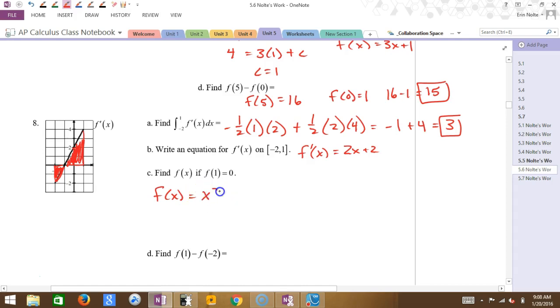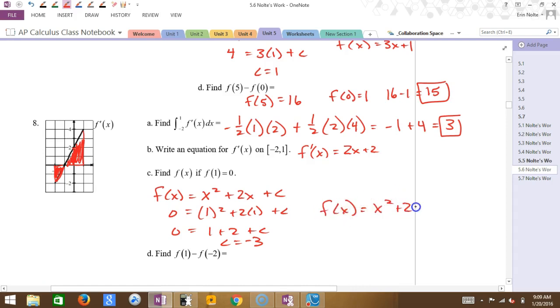X squared, nice. What's the integral of 2? 2x, and then we say plus c. Now we're going to use our point, plug it in, so we have 0 is equal to 1 squared plus 2 times 1 plus c. So 1 plus 2 plus c. C makes -3. Everybody follow that? So we get x squared plus 2x minus 3 for our function.